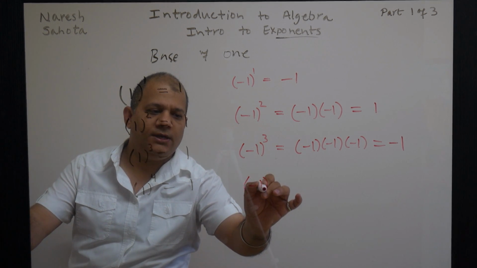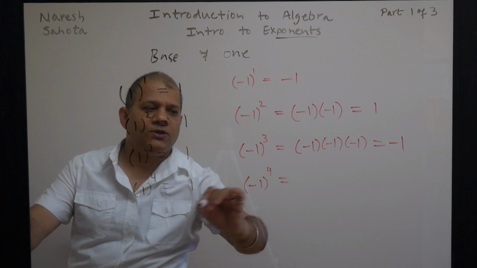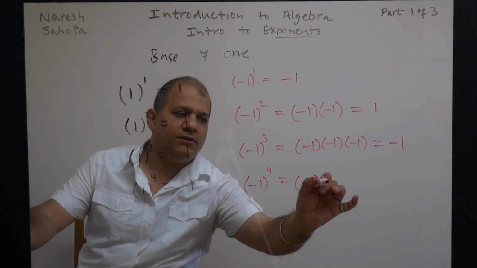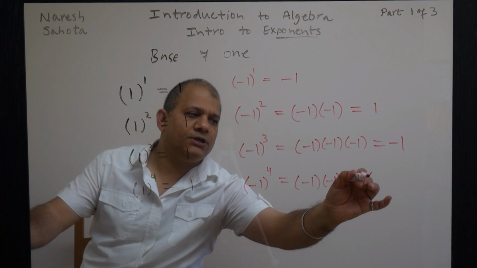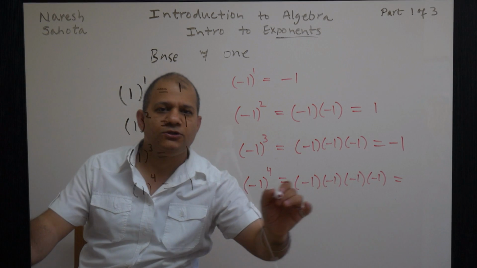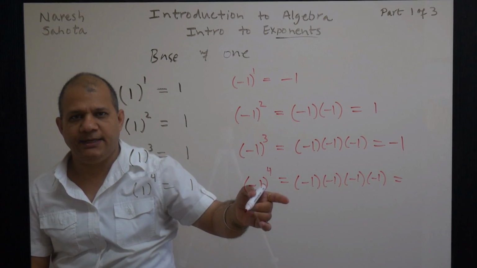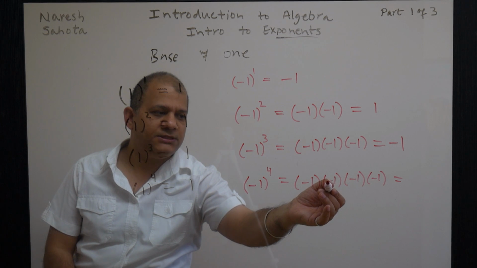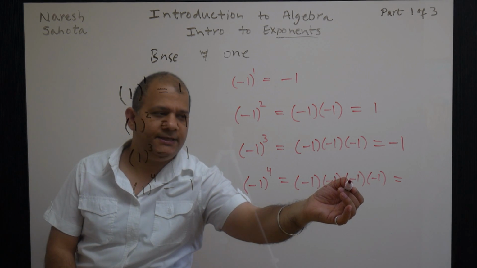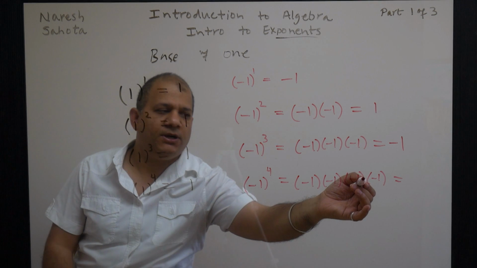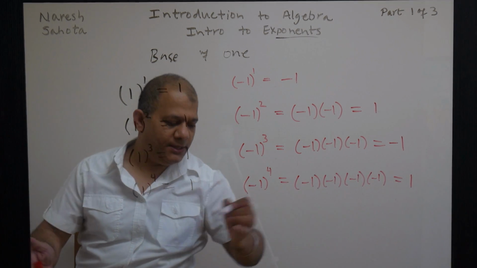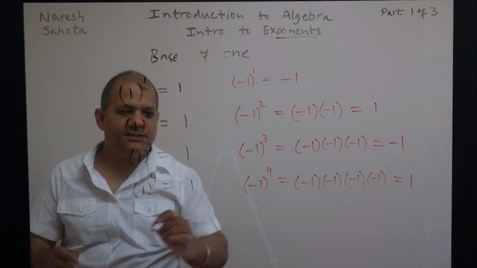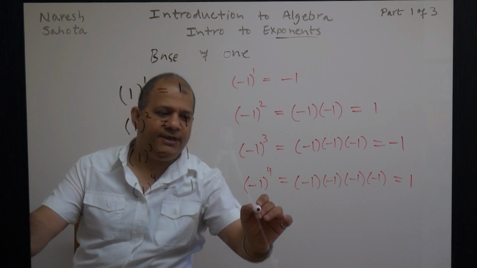Let's do the last one. So that's negative 1 raised to the exponent 4. So this means negative 1 is multiplied 4 times. So what's the sign on this going to be? Negative or positive? We have an even number. So negative times negative is positive, times negative is negative, times another negative becomes positive. So it's positive 1.